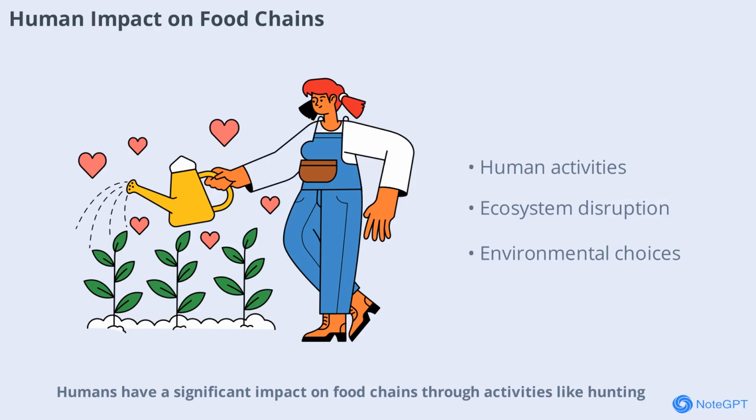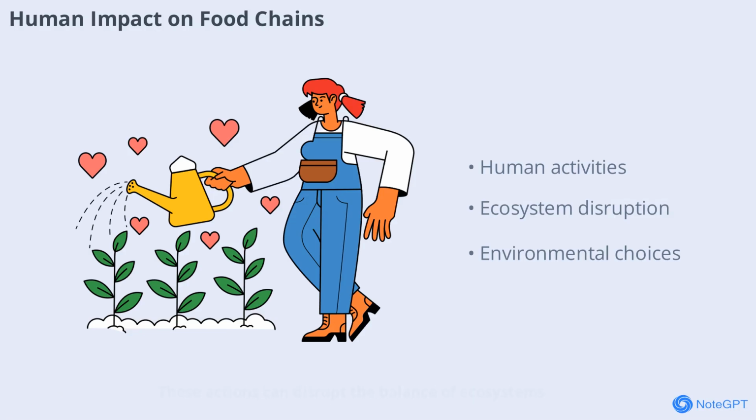Humans have a significant impact on food chains through activities like hunting, fishing, farming, and pollution. These actions can disrupt the balance of ecosystems, sometimes leading to the decline or extinction of certain species. Understanding our role in food chains helps us make better choices for the environment.